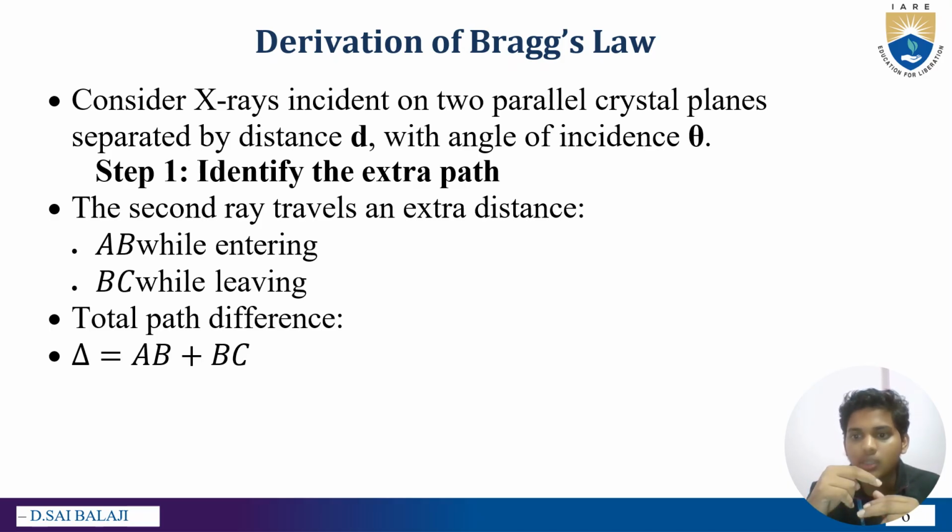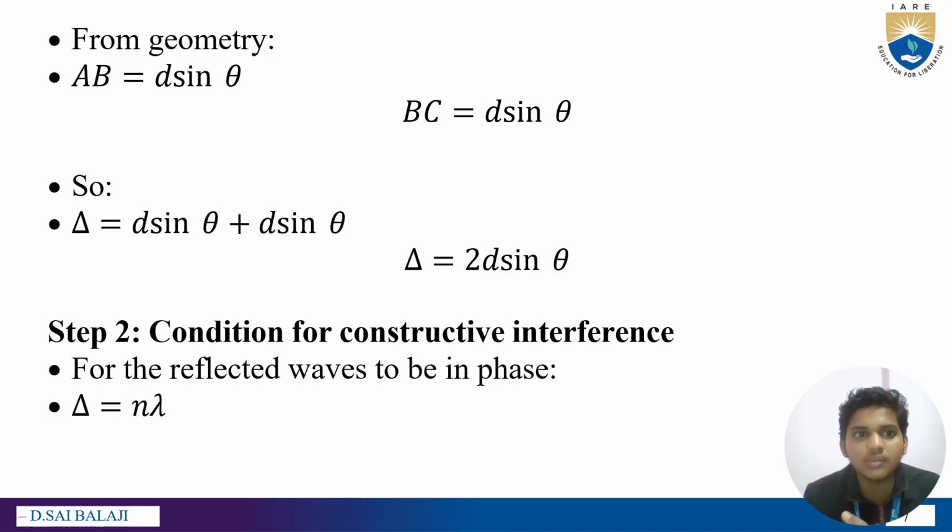Here, step 1 of the derivation: identify the extra path. What is this extra path? The second ray travels an extra distance AB while entering and BC while leaving. You can see it in the diagram. The total path difference delta is equal to AB plus BC.